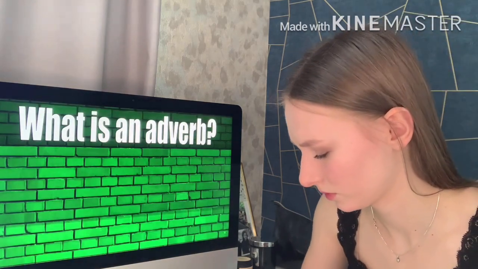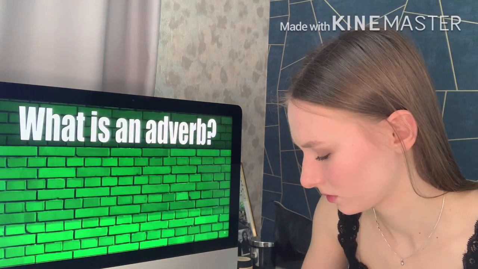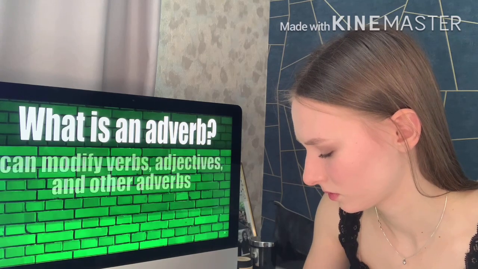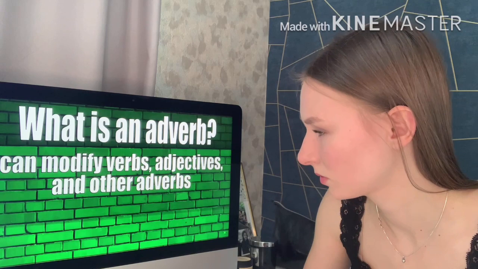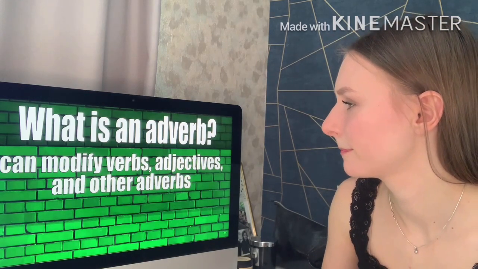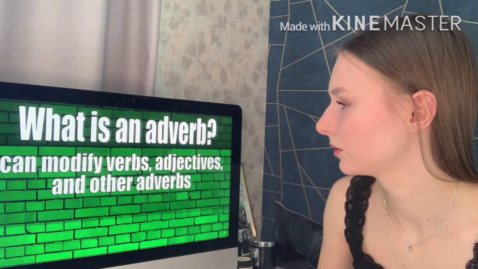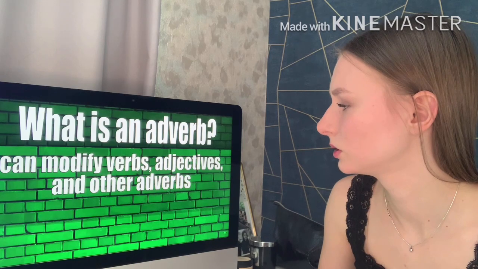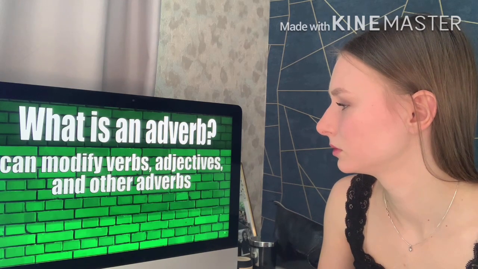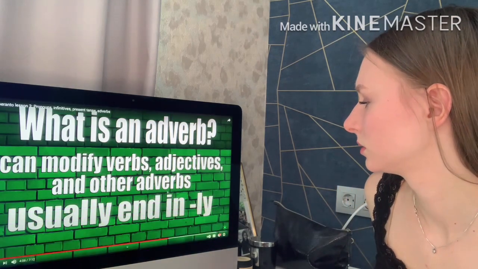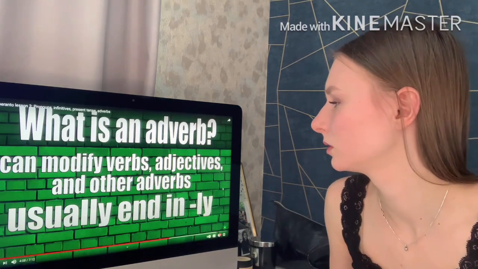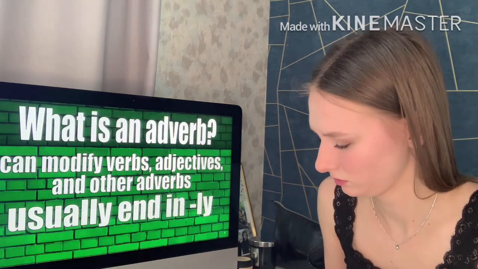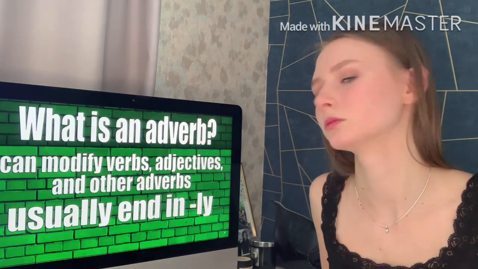If you remember adjectives from the previous section, they're words that modify nouns. But an adverb is a word that can modify a verb, an adjective, or even other adverbs. But for this lesson, we're just going to focus on how they modify verbs. In English, adverbs usually end in ly, so words like quickly, slowly, happily, finally, these are all adverbs.